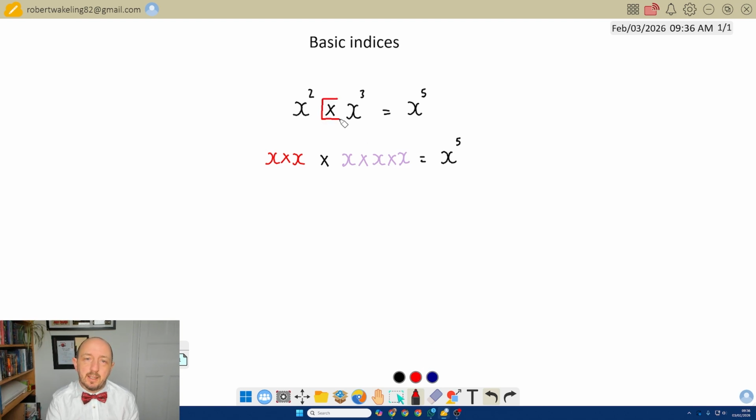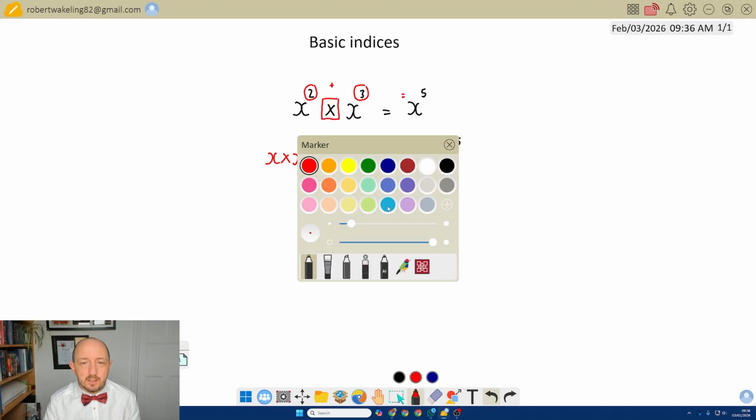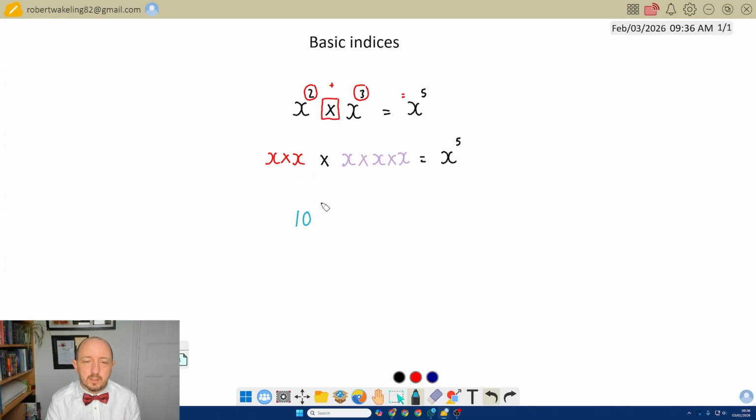When you multiply things together and we have the same letter or number here, x, the powers are added. So 2 plus 3 equals 5. Let's try that with a number so you can see what that would look like. 10 cubed times 10 to the power of 4 would be 10 to the 7. We keep the big number the same and we add the powers. So we've come up with our first rule here. Multiplying means you add the powers.